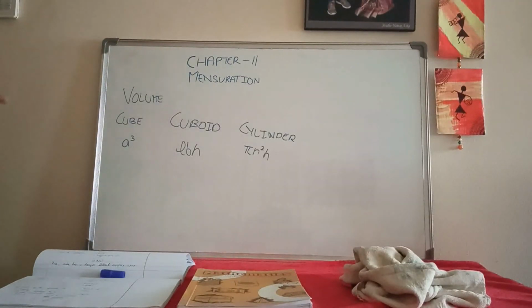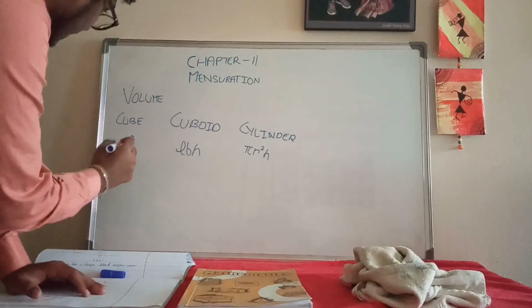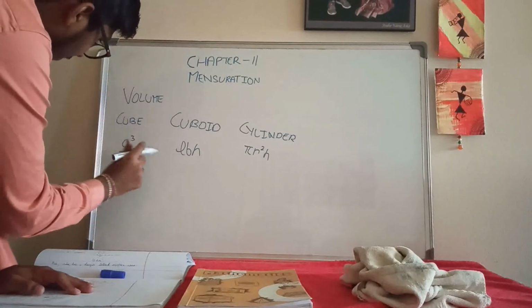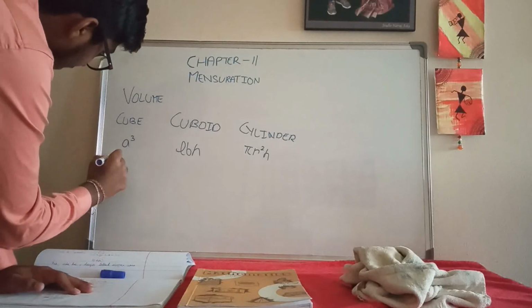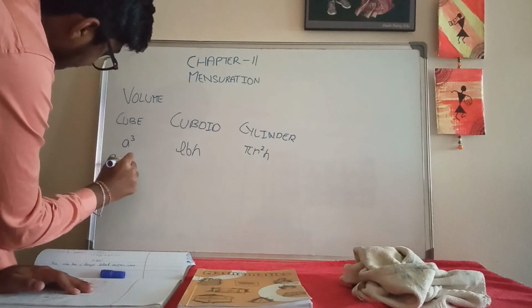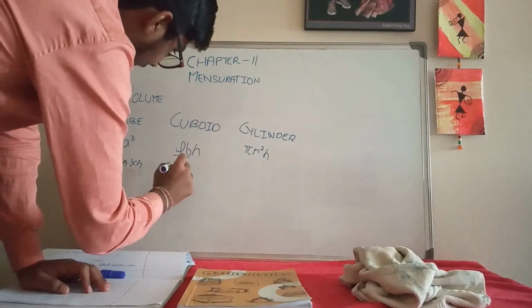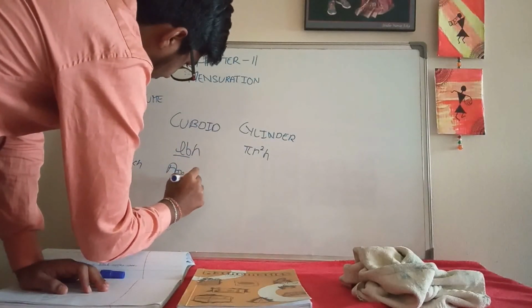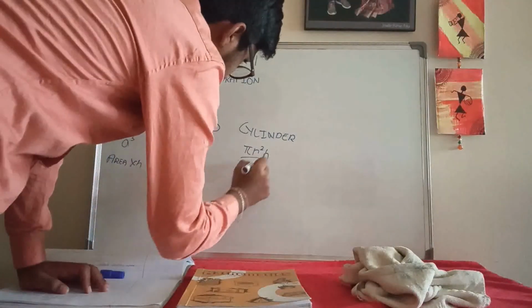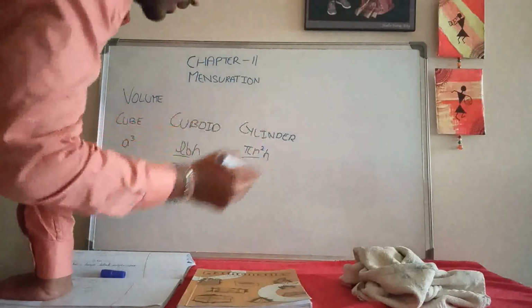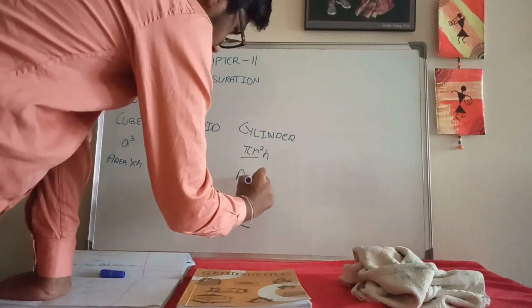So these are the formulas for volume of cuboid and cylinder. Again, we can find that for a cube, it is area into height. Even here we can see L into B into height. So here also it's area into height. And here again, pi r square, that's the formula for the area of a circle, and that's again area into h.